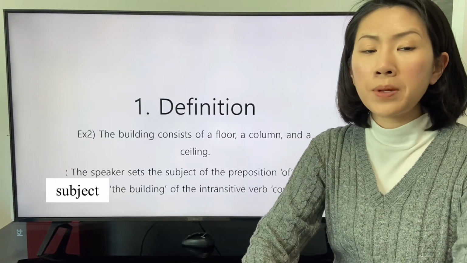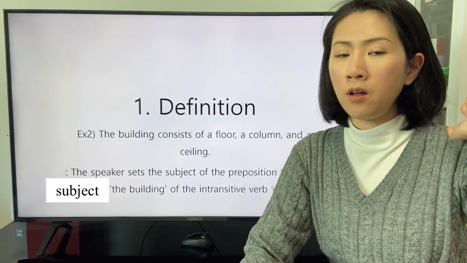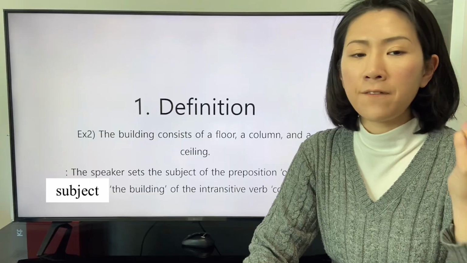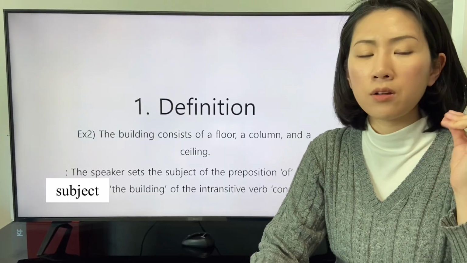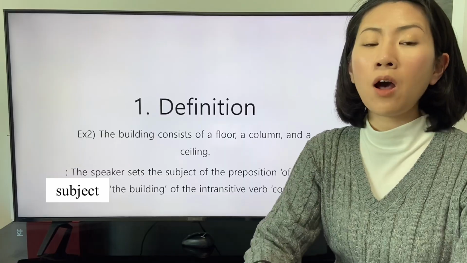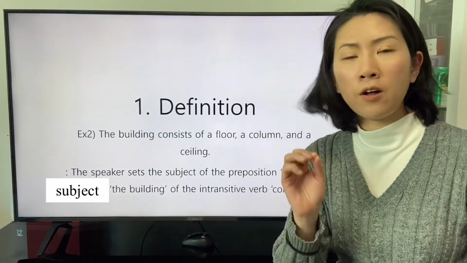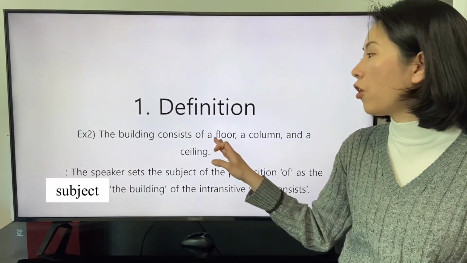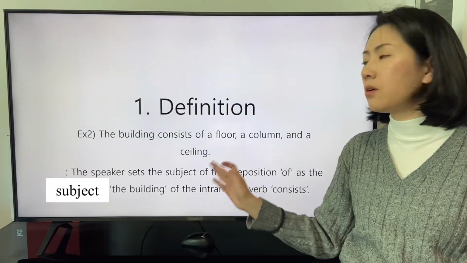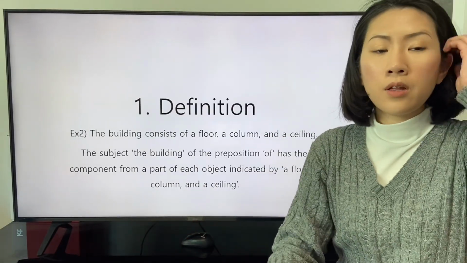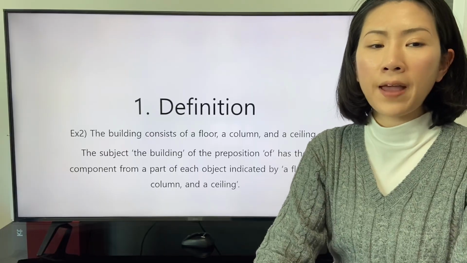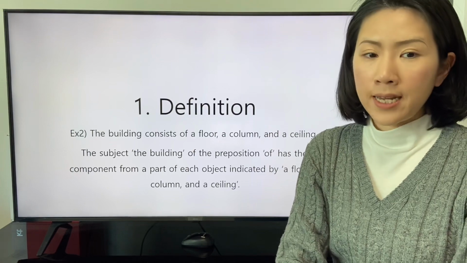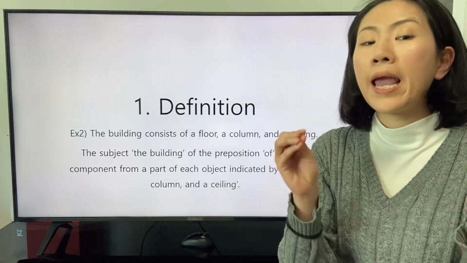There is a clause. The building consists of a floor, a column, and a ceiling. The speaker sets the subject of the preposition of as the building of the intransitive verb consists. The subject of the preposition is the building. The objects of the preposition of are a floor, a column, and a ceiling. The subject, the building of the preposition of, has the component from a part of each object indicated by a floor, a column, and a ceiling.